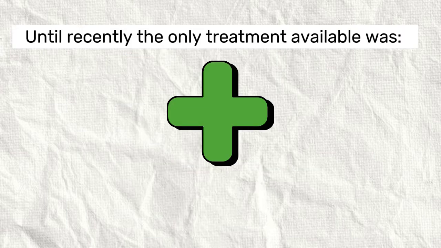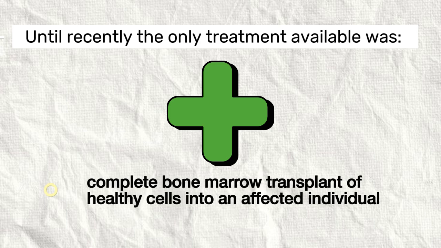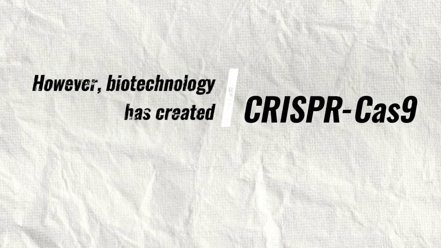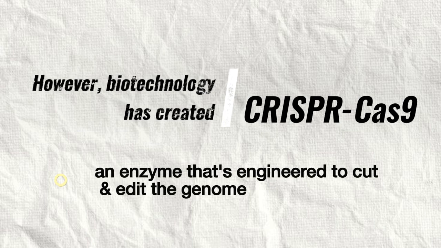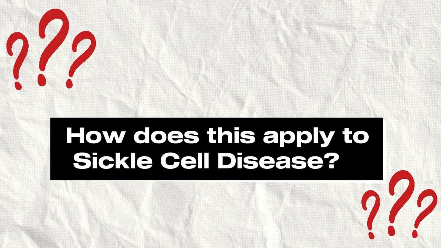Now, until recently, the only available treatment for sickle cell disease was a complete bone marrow transplant of healthy cells into an affected individual, with limited success rates. That's hard work. However, biotechnology today has created CRISPR-Cas9, an enzyme that's engineered to cut and edit the genome. Wow. Now, how does this apply to sickle cell disease?